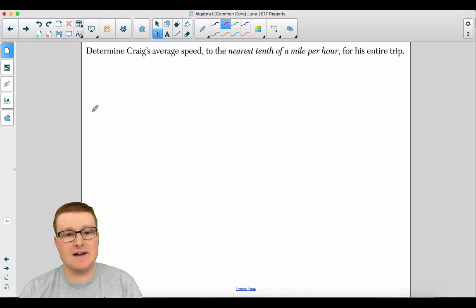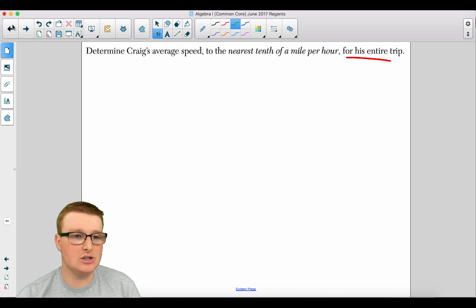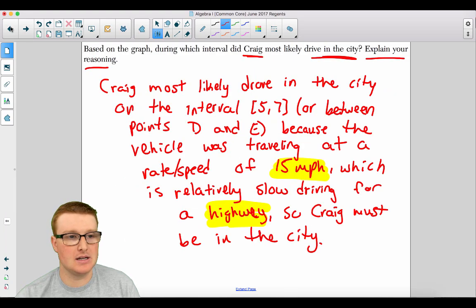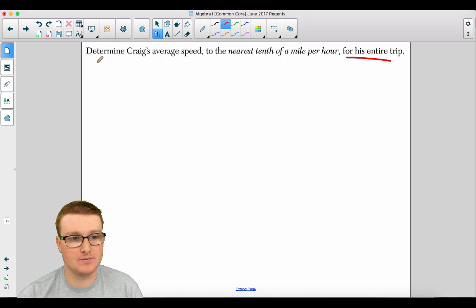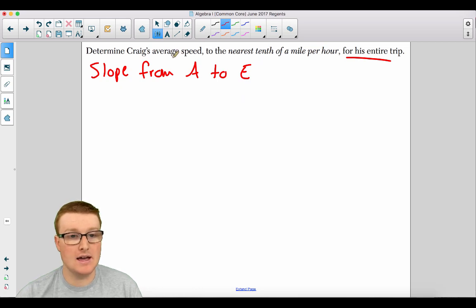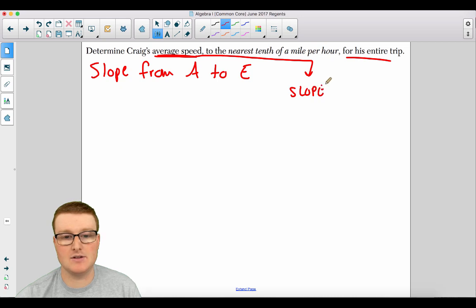Then it says determine Craig's average speed to the nearest tenth of a mile per hour for his entire trip. So all you need to do is take the average speed from point A to point E. Okay? So we're finding the slope from A to E. Average speed means slope. That's what that means. Average speed means slope, which is the change in the distance over the change in the time. Okay? So here we go.